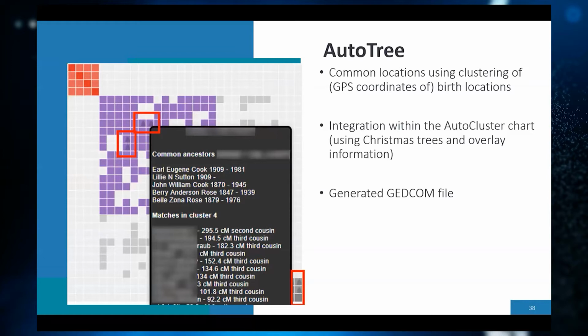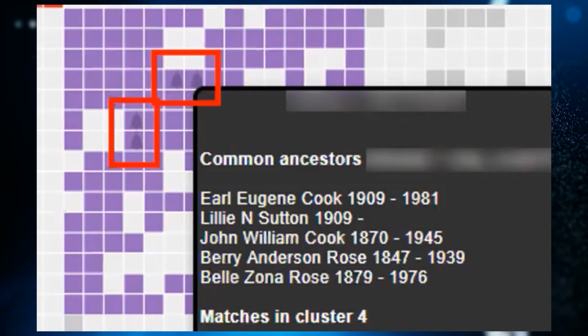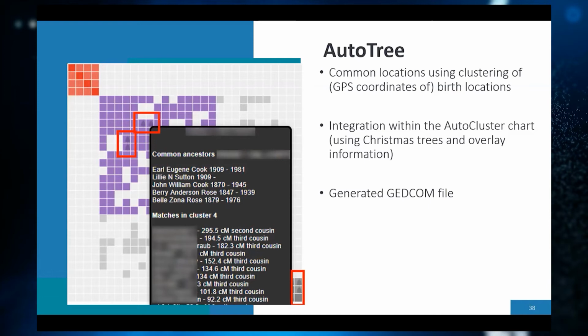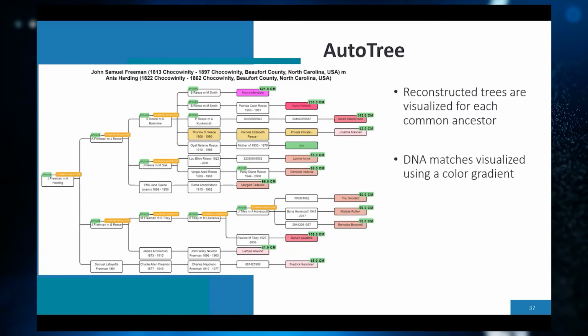So if you look at the autocluster tool and you see those green Christmas trees, and here they are not green, but they are nowadays green, you know that there is a common ancestor with this particular match. In addition, we also generate a GEDCOM file. So if you have this very large tree, you get a GEDCOM file based on this. So you can load it into Ancestry and do some more mining. Do some more tree building, do some more tree analysis.